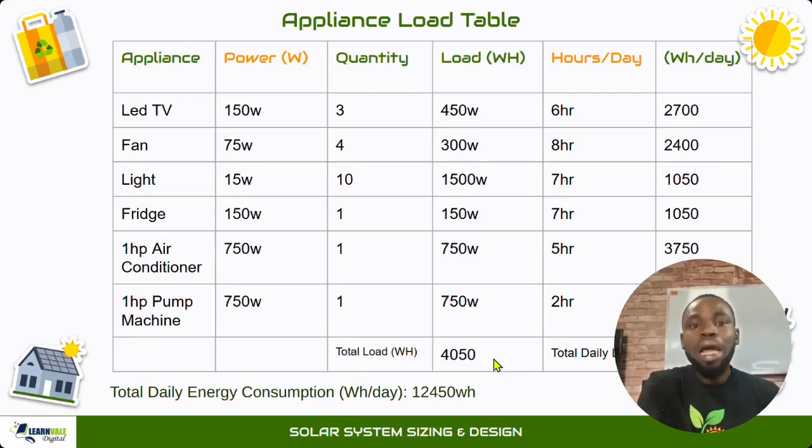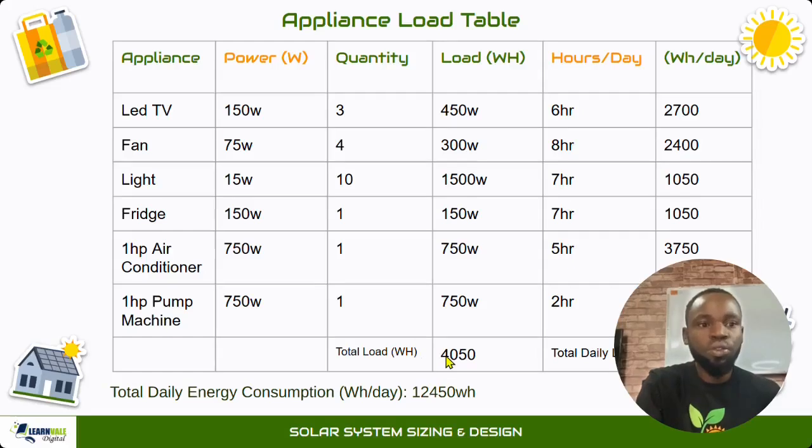So the total load is very, very essential. These are the two major data we needed, which are very, very important to us: the total load and also the total daily energy consumption. This is the reason why we are doing this. The essence of doing a load audit is to get these two pieces of information, because these two are going to serve us.